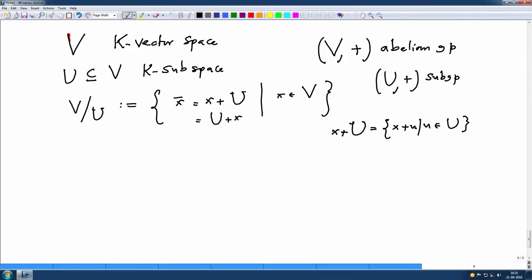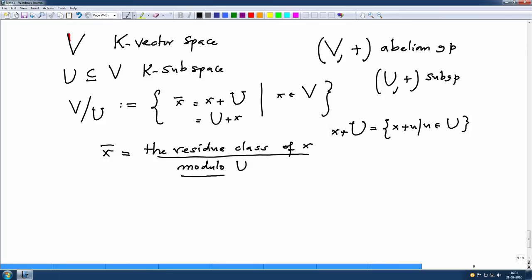x bar is a coset. That is what one has to remember, and x bar is also called, I will keep calling x bar, the residue class of the element x modulo U. This terminology is inherited from Z to Z mod n, residue class modulo n. So for the same reason I call this x bar the residue class of x modulo U.